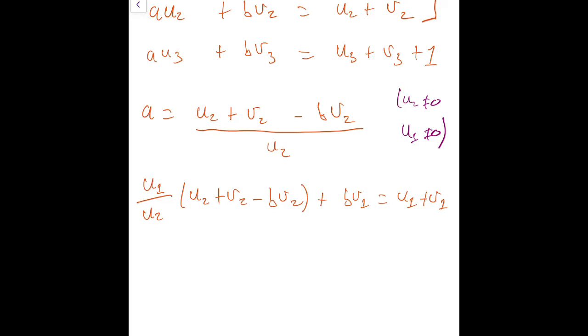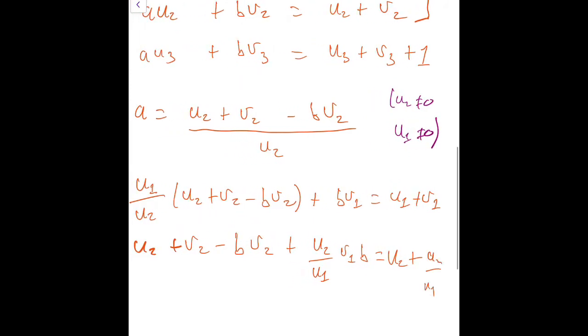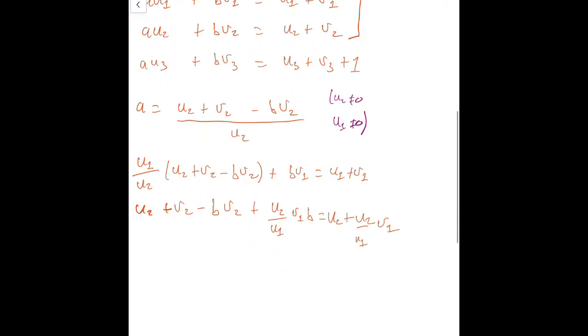Okay, so what's going to happen here? This becomes u2 plus v2 minus bv2 plus (u2 over u1) v1 times b is equal to u1 divided by u1 times u2, which is equal to u2, and then plus (u2 over u1) v1. Okay, so now what's going to happen? Well, that u2 and that u2 will cancel with each other.